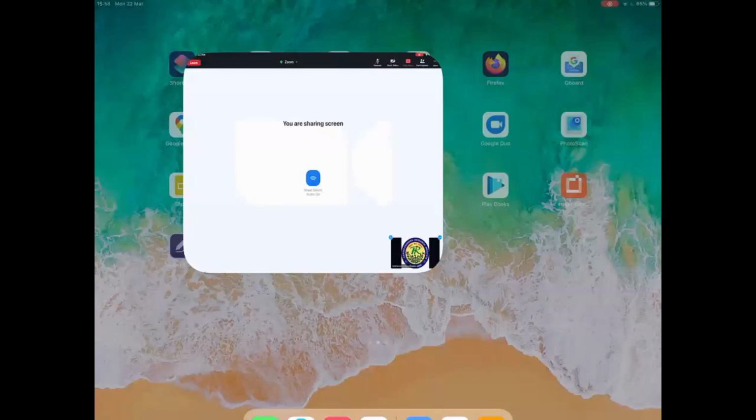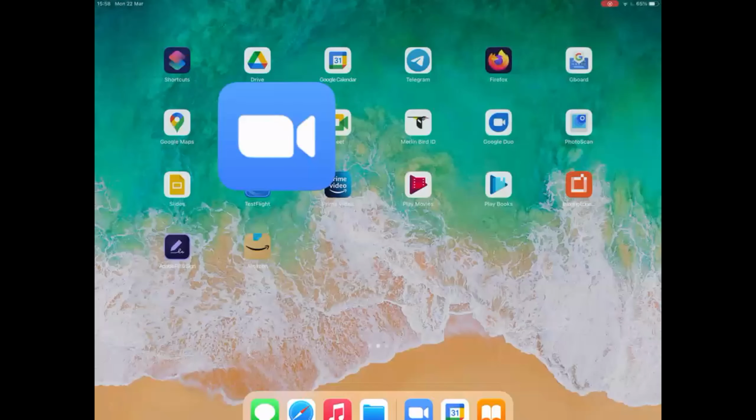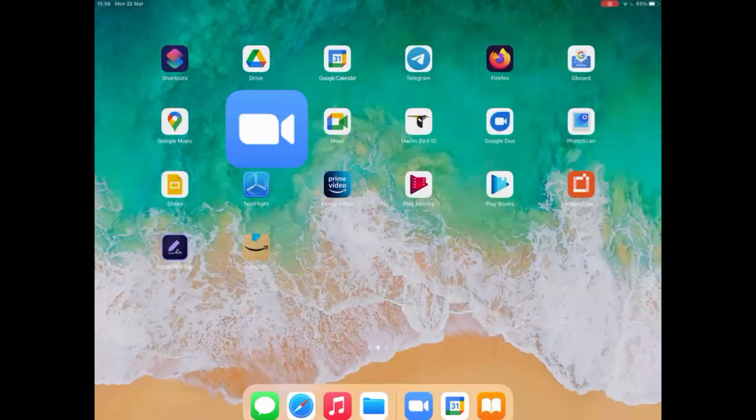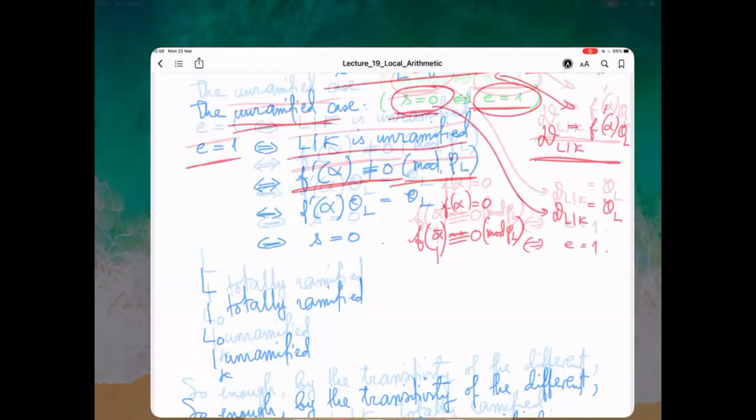Okay. So let's go through it quickly. What happened? Why is it not showing the screen? You are sharing screen, but why is it not showing the screen? Okay, let's wait for a few minutes. Yeah, maybe there's some progress. Yes. Okay.